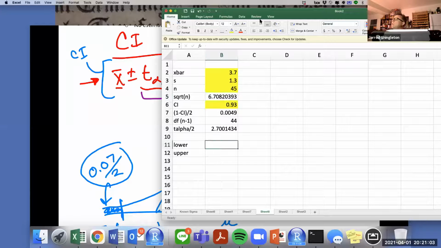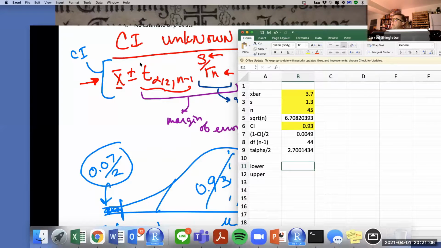Okay. So my lower limit, now I get to use this entire formula, but I have all the pieces set aside. So it's going to be a little easier of a computation down here. This is going to be my X bar minus my T alpha over 2 times S divided by square root of n. This is why I did square root of n up here, so I don't have to do it down here. Okay. This is also going to be X bar plus T alpha over 2 times S divided by the square root of n.